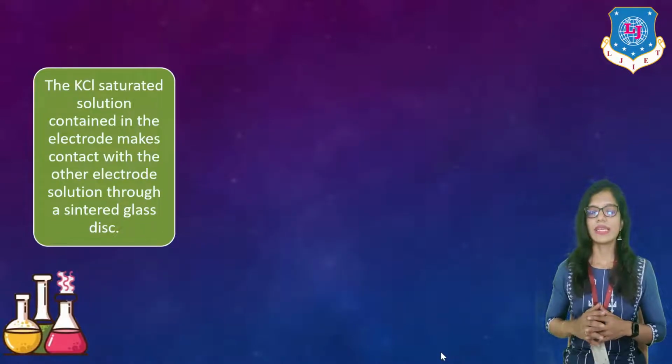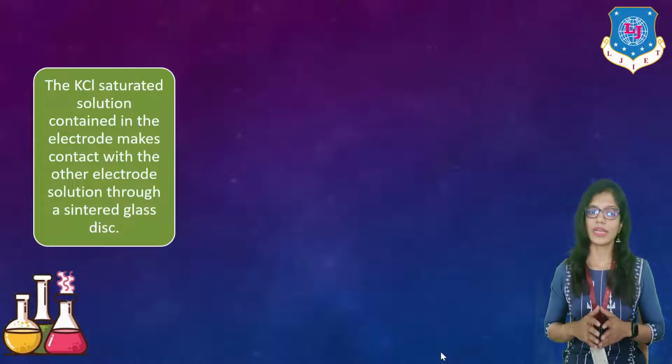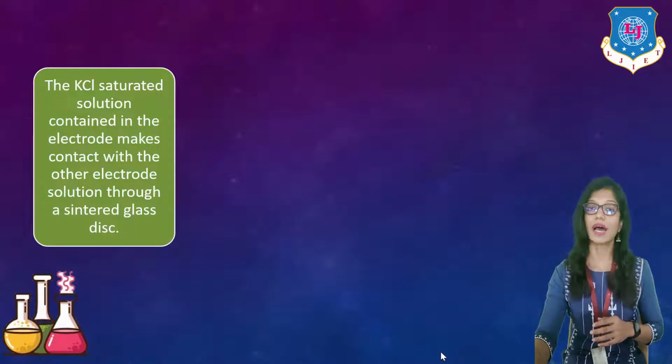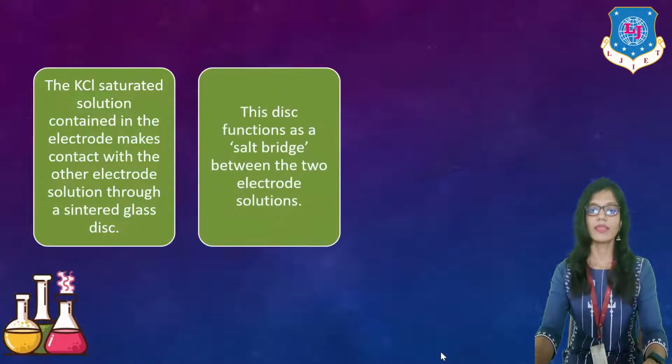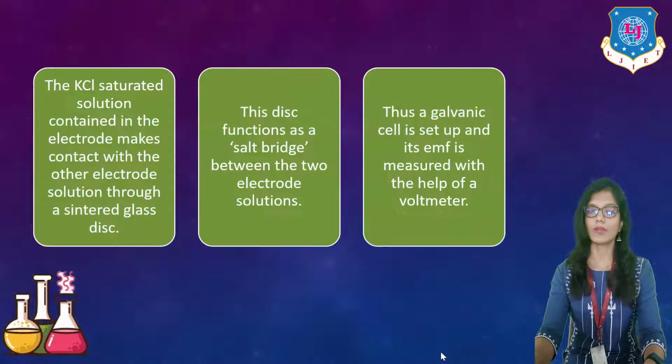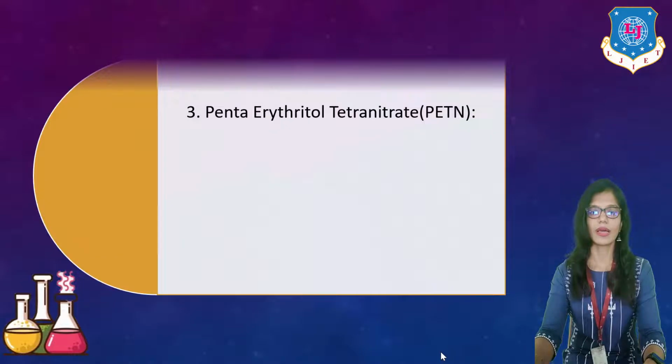Now, the KCl saturated solution contained in the electrode makes contact with the other electrode solution through sintered glass disc. This disc functions as salt bridge between the two solutions. Thus, a galvanic cell is set up and the EMF is measured with the help of voltmeter. Right?